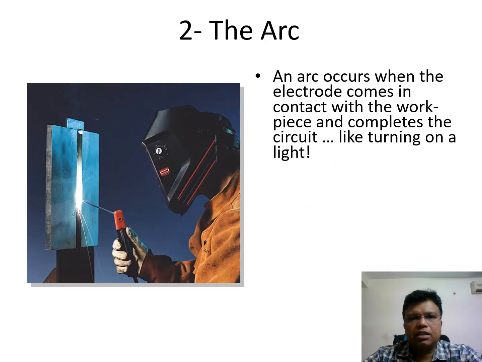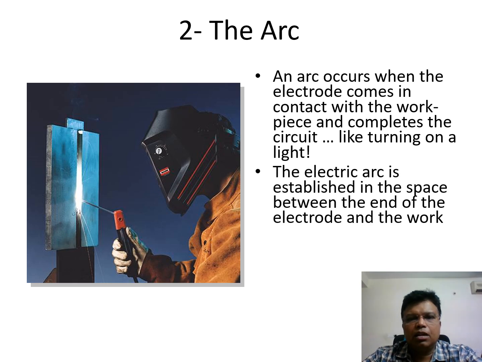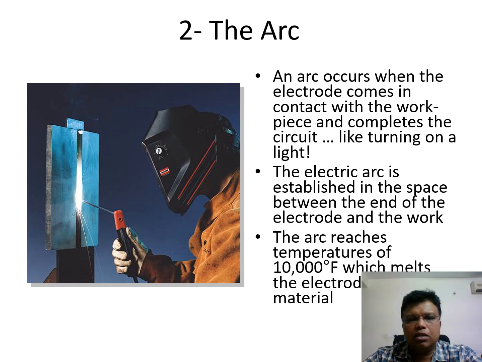The second important category is the arc. An arc occurs when the electrode comes into contact with the workpiece and completes the circuit, like turning on a light. The electric arc is established in the space between the end of the electrode and the workpiece, and here the temperature is in the range of more than 10,000 degrees Fahrenheit, which melts the electrode.